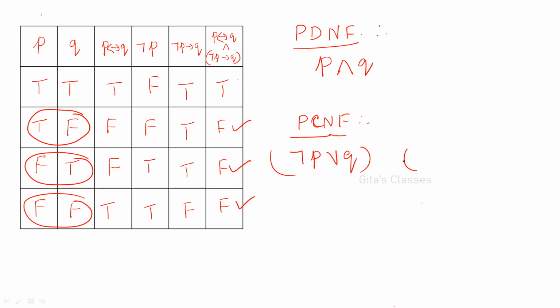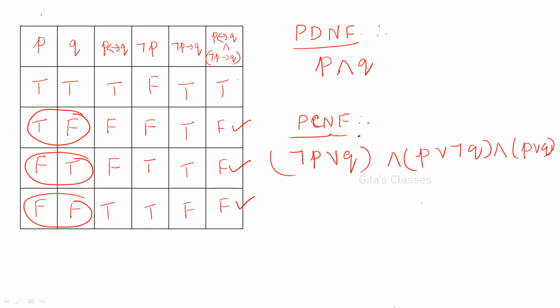Okay. And what is the next term? P, OR, negation of Q. And the last term is P, OR, Q. And this is conjunctive normal form. Therefore, AND between them. So these are the 3 terms. Okay. 3 terms you will have in PCNF. So very simple by truth table.